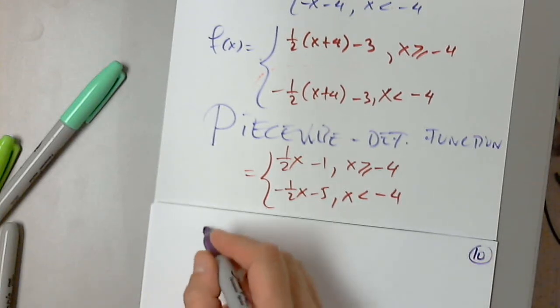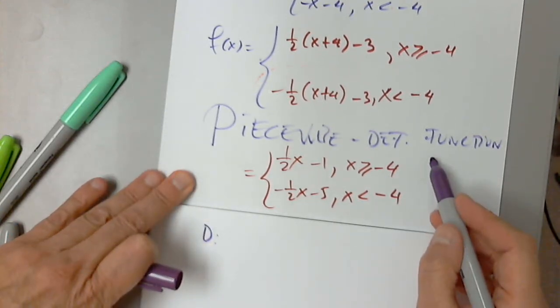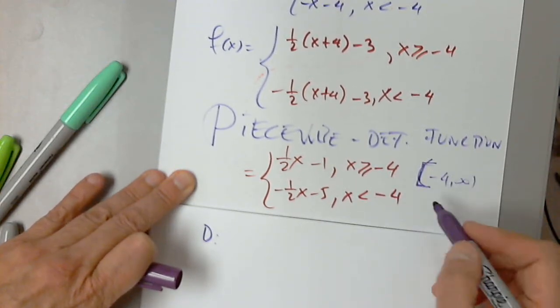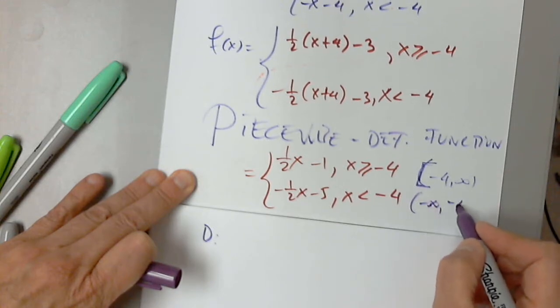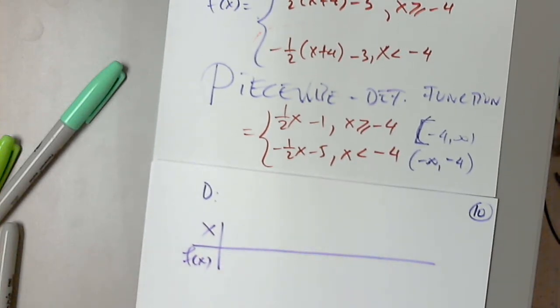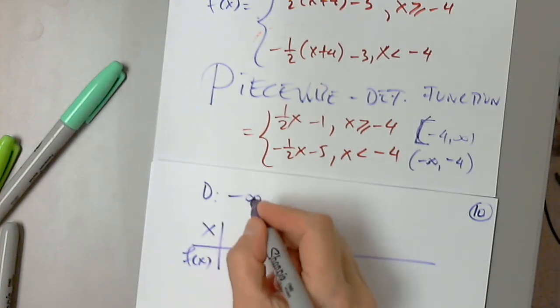Can anyone give us the domain of this function? So this is -4 to infinity, and this is -infinity to -4. Can anyone give us the domain of this function? That's our first step. First question to ourselves. What is the domain? And the domain is? Of course. Indeed, -infinity to infinity.